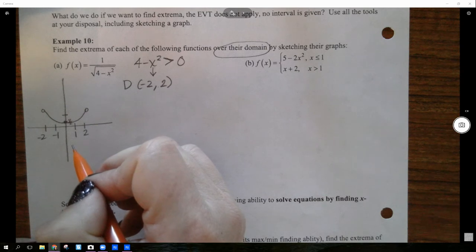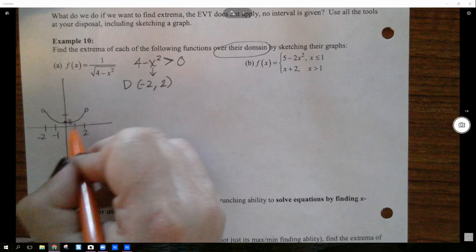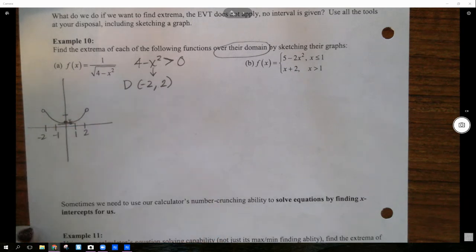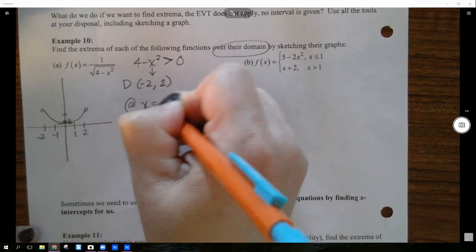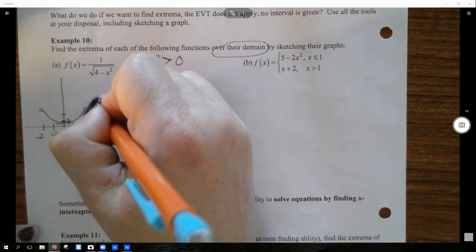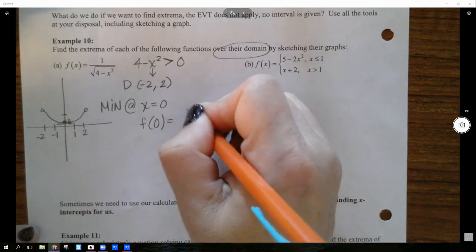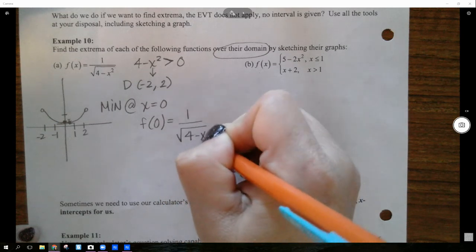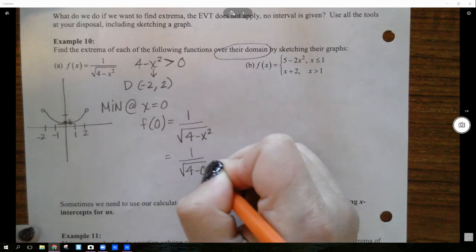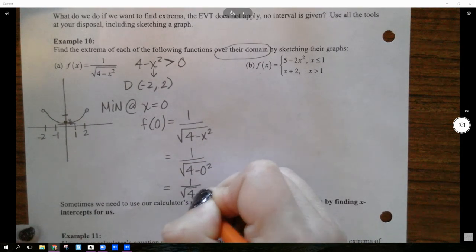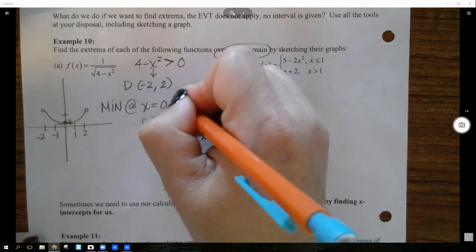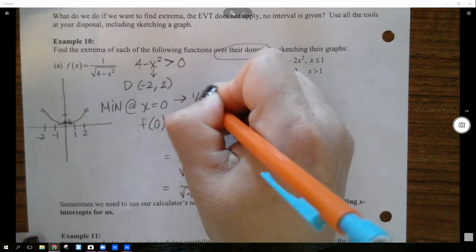So you're going to have this picture, and based off of the picture, you're going to see that this is going to have a minimum at x equals 0. And when you do f of 0, put min right there, 1 over square root of 4 minus x squared, which would be 1 over square root of 4 minus 0 squared, 1 over square root of 4, which is where we get that 1/2 from. So a min is at x equals 0, and it is 1/2.